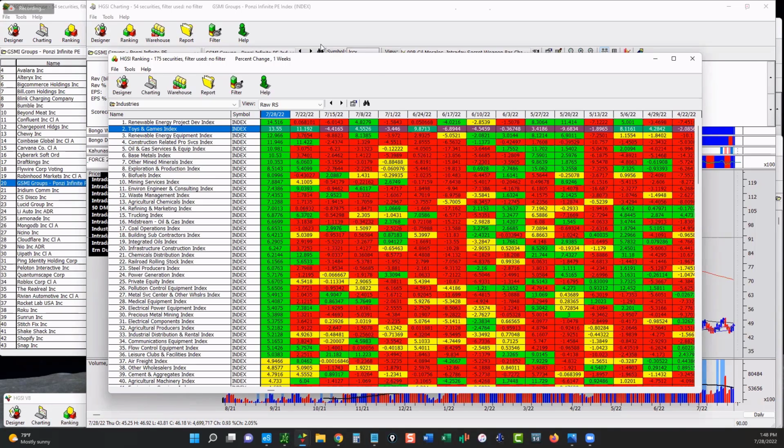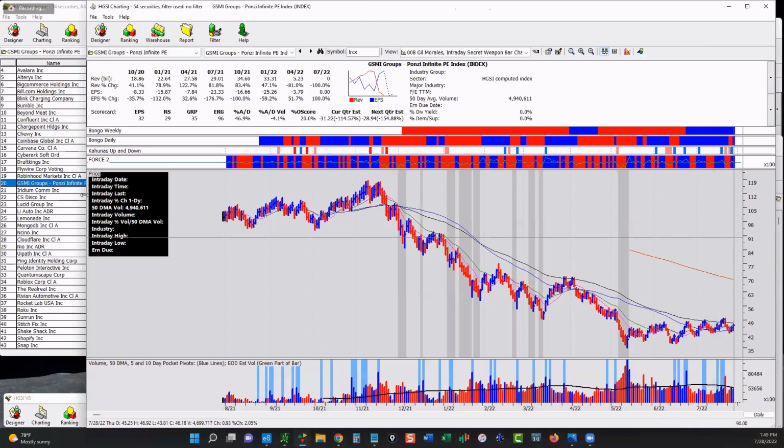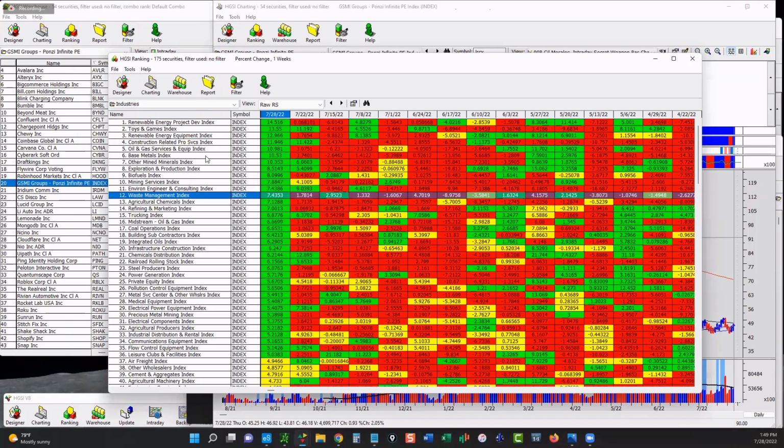And basically that's what was driving things today. So you had that. You also had the solars moving. I don't see them in here right off the bat. You're looking here at the week on the ranking module, Gil.